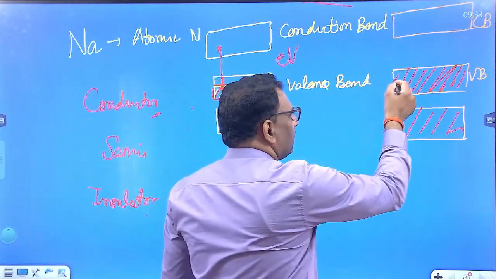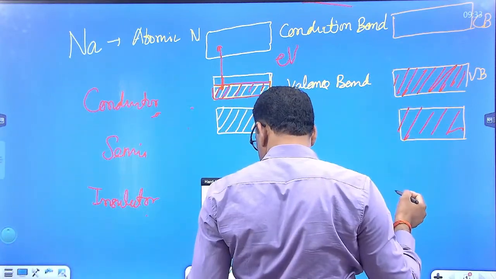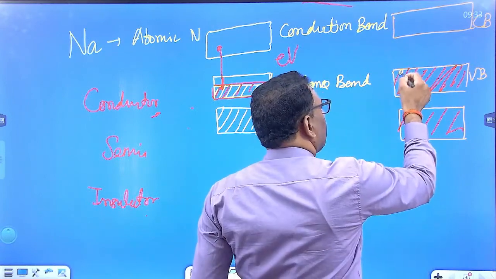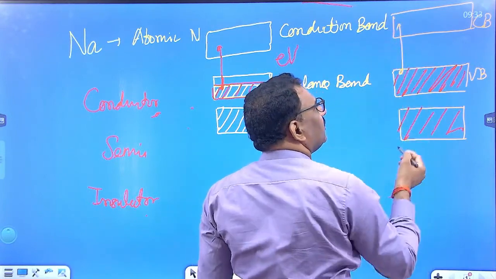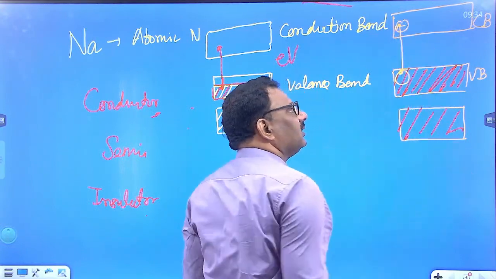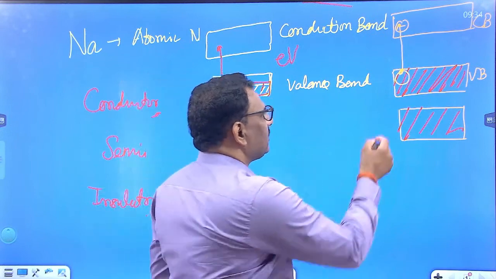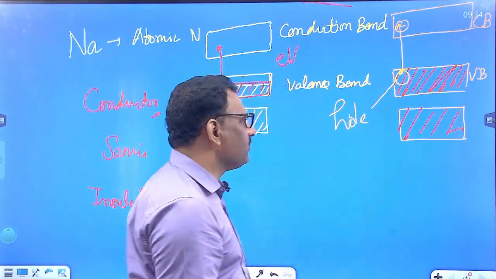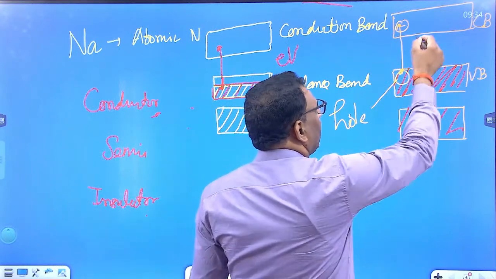तो क्या होगा, अगर आप बाहर से एनर्जी दोगे इसको, तो यहाँ के जो इलेक्ट्रॉन हैं ये ऊपर मूव कर जाएंगे, और यहाँ पे इलेक्ट्रॉन एब्सेंट हो जाएगा। तो इसको कहते हैं होल। Absence of electron is known as hole, and this is your free electron.